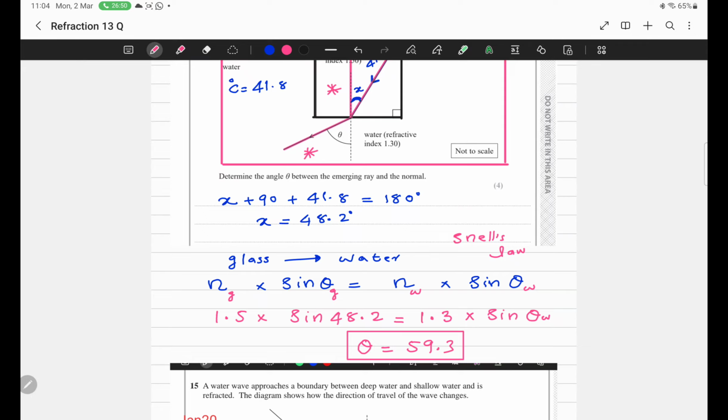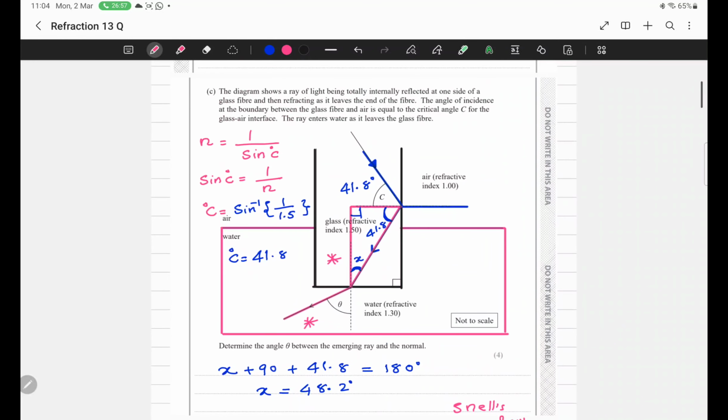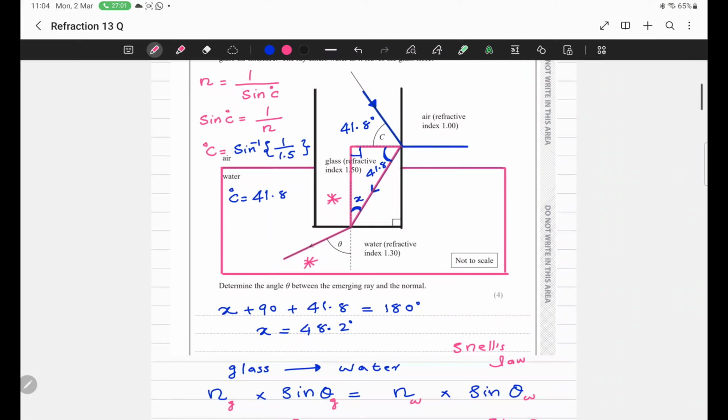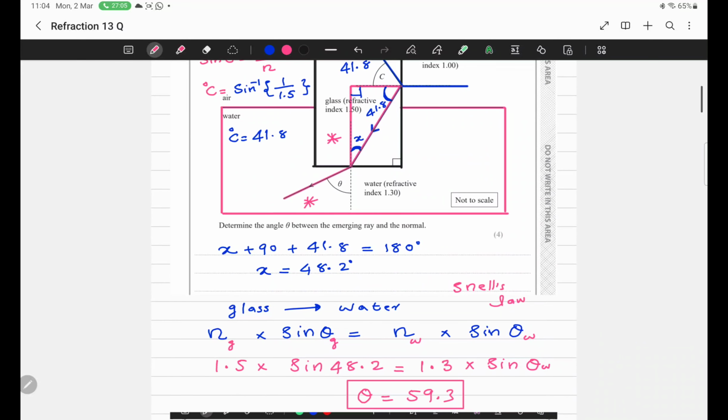So this is a very good practice question in which we used not only the refractive index formula, 1 upon sine of critical angle, but we also used the right angle triangle property, and then we used Snell's law. So one question with three explanations.